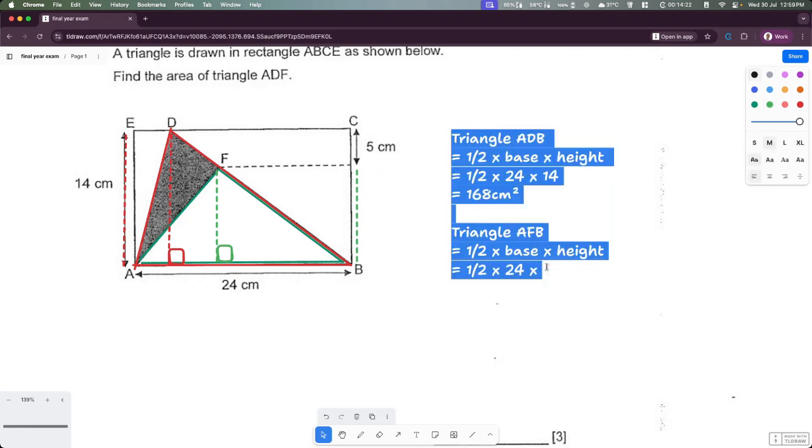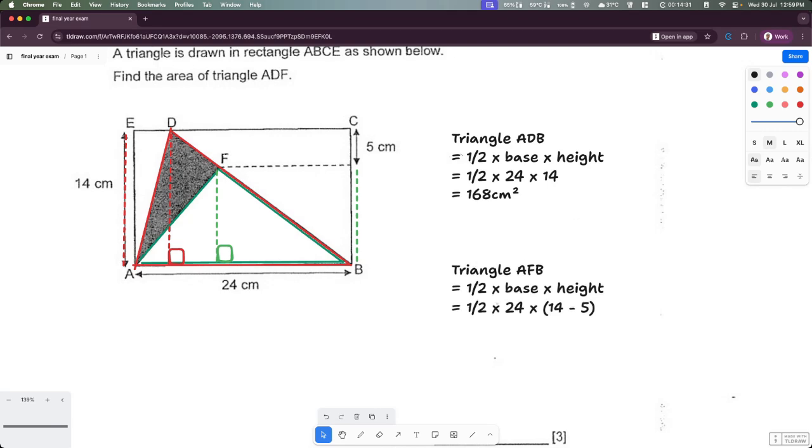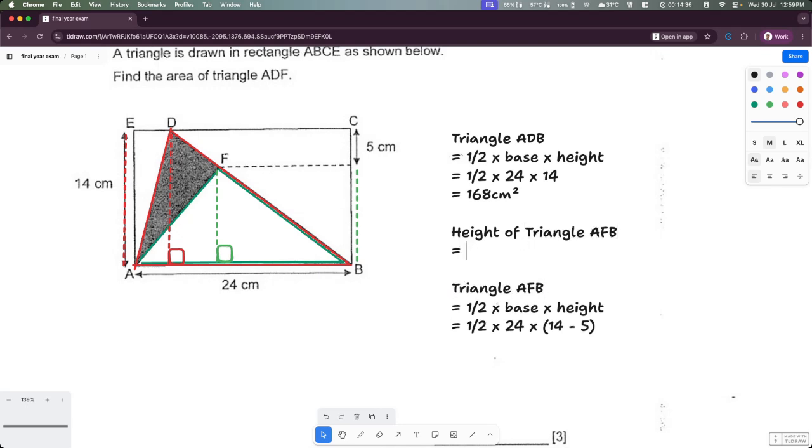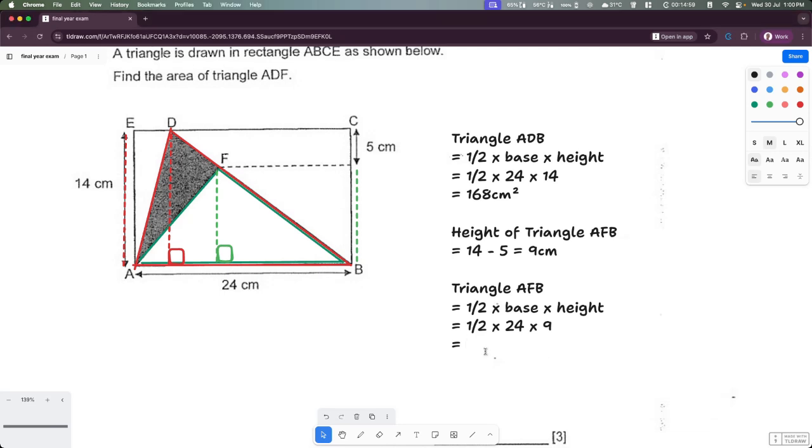So what's the height? So basically we just minus 14 minus 5. So the height of triangle AFB is equal to 14 minus 5, which is equal to 9 centimeters. So we just times 9, right? Half times 24, if you know mentally, then it should be 12. But let's use the calculator since we have it. Times 9, and this will become 108. So 108 centimeter square.